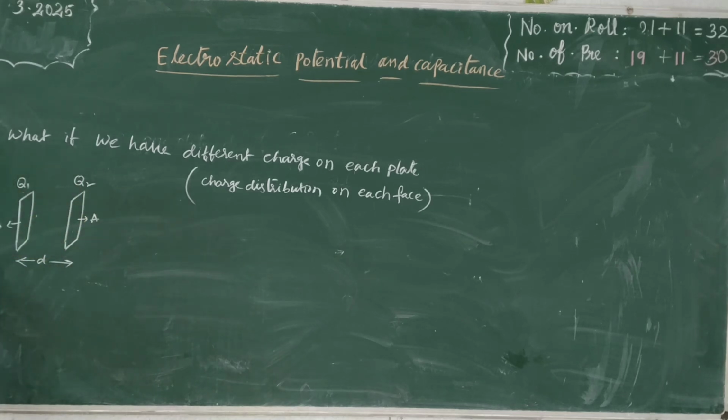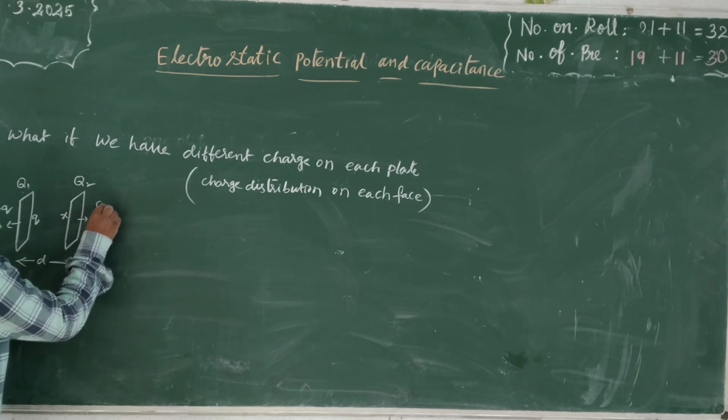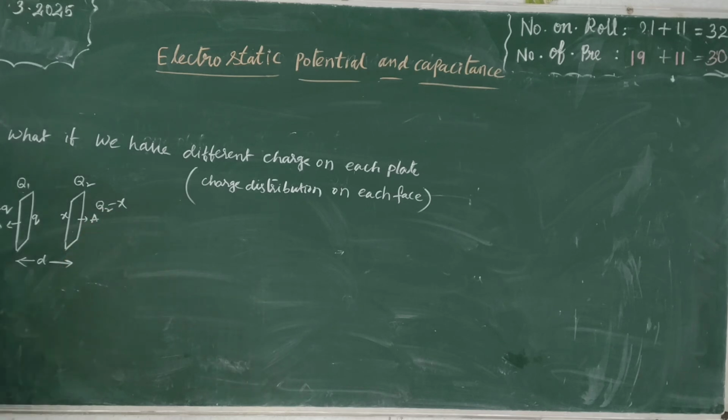Different charges are there on each plate. In that case, what is the inside charge? We don't know, so we can take it as q. Here, the outside charge is q1 minus q. In the same way here also, the charge we can consider as x. Here we consider q2 minus x.